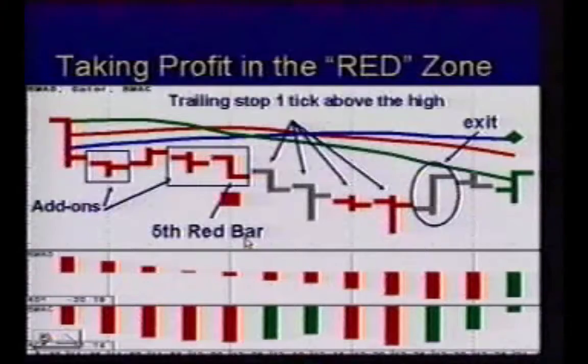So we have now moved our stop from the alligator to a trailing stop, 1 tick above the high of each of these bars. And you see how we just move it down, continue to move it down until we're taken out. And this is the point that we exit this move. So again, you can see how the zones really help us to increase our profit and lock in our profit at the same time.